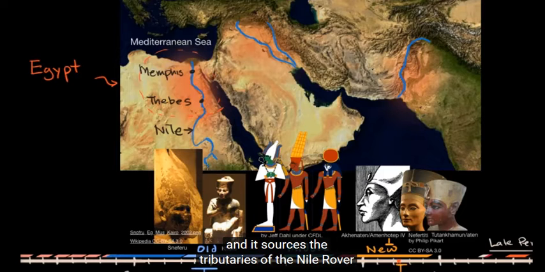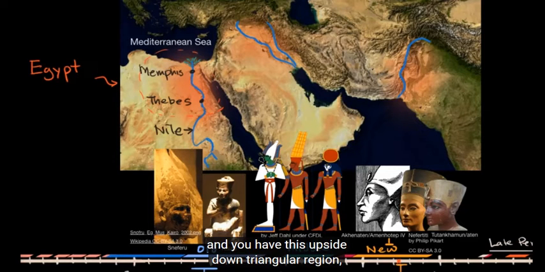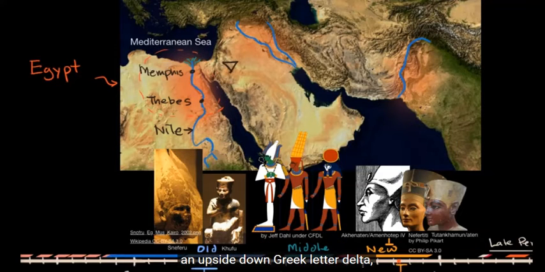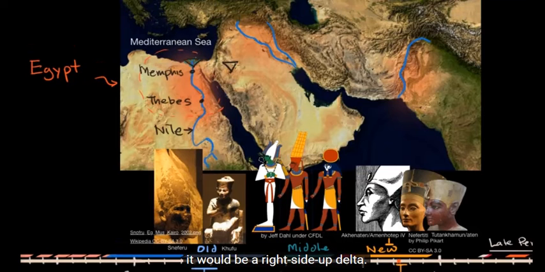Its sources, the tributaries of the Nile River, start even south of this picture, and the water flows northward, and eventually its delta reaches the Mediterranean Sea. The delta, which is where a river opens into the sea, is called a delta because, as you can see, these rivers, you can even see it from the satellite pictures right over here, start branching up a bunch, and you have this upside down triangular region, which looks a little bit like an upside down Greek letter delta. So that's why a river delta is called that. And this one just happens to be upside down. If it was flowing the other way, it would be a right side up delta.